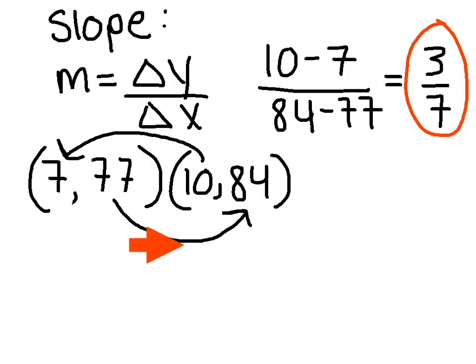To find slope, you would set them up in a fraction form with 84 minus 77 over 10 minus 7, and you get 3 over 7.